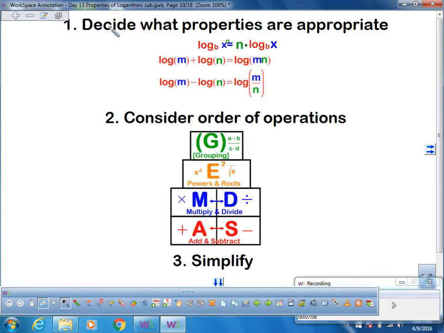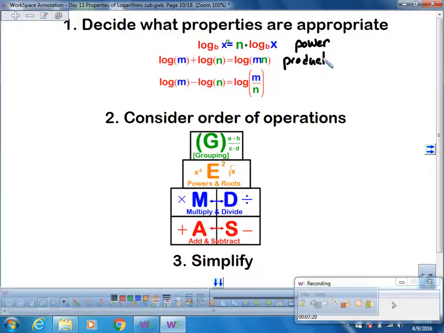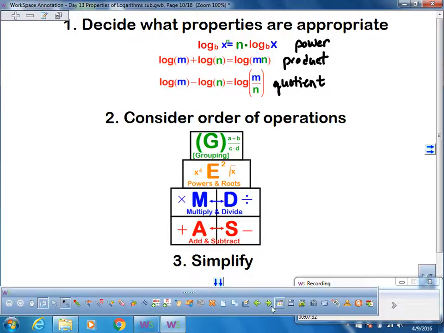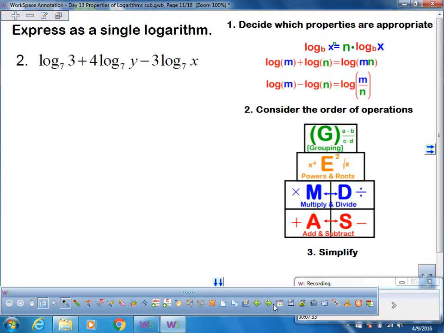So the first thing you need to do is decide what properties are appropriate. Power property, product property, you should have these written on your stamp sheet from yesterday, and the quotient property. So we can use these properties forwards and backwards. Then we need to consider our order of operations and then simplify. So let's look at this first one. It says log base 7 of 3 plus 4 log base 7 of y minus 3 log base 7 of x.